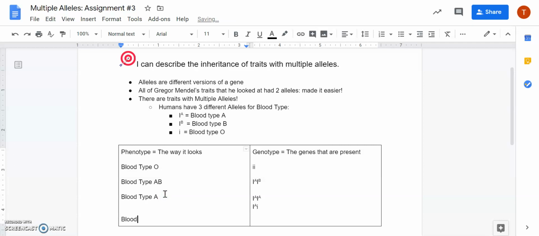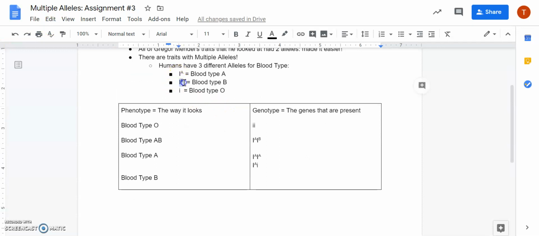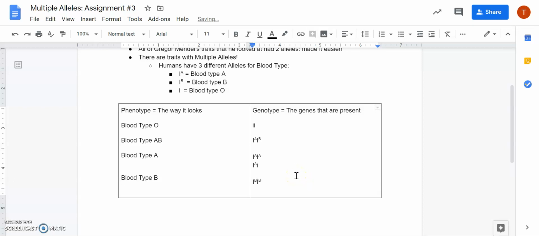The last blood type you can have in the ABO blood typing is blood type B, and it works very similar to blood type A. You have 2 different options for it. You can have big IB, or you can have big IB, little i, in which case you can be either homozygous or heterozygous for that trait.